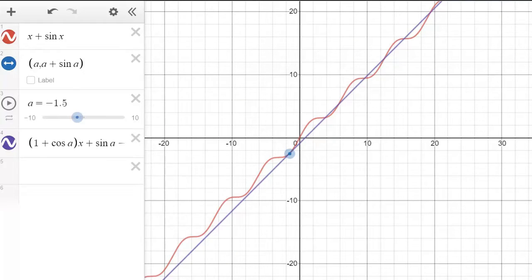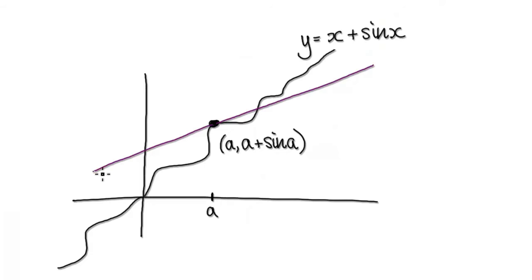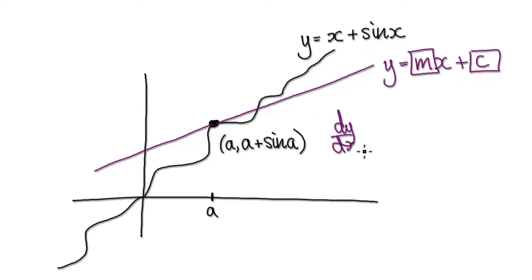Okay, so let's start. The equation of the tangent line, well, this is a straight line, so it's going to be of the form y equals mx plus c, meaning we need to know the gradient and we need to know the intercept. Well, if you want to know the gradient of this function, what you do is you differentiate it. So dy by dx equals, well, differentiating this gives us 1, and then differentiating this gives us cos of x.